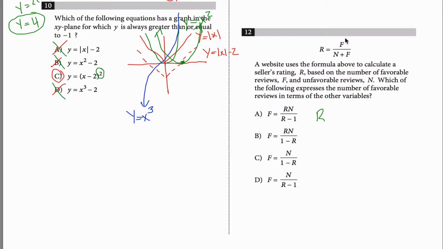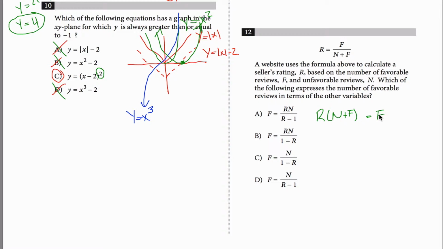So the challenge to solving for f is there's two of them. There's one here and there's one here. So what I have to do is eventually get all the terms with f's in them on one side of the equation. But it's hard to do because this f is kind of hidden down here in the denominator. So I'm going to first get rid of the denominator by multiplying both sides by n plus f. So on the left-hand side of the equation, I have this r times the n plus f I just multiplied by. And on the right, I just have the f because the n plus f I just multiplied by cancels with this n plus f right here.